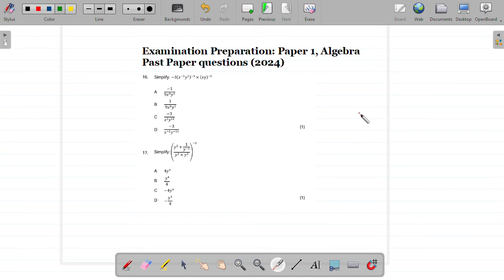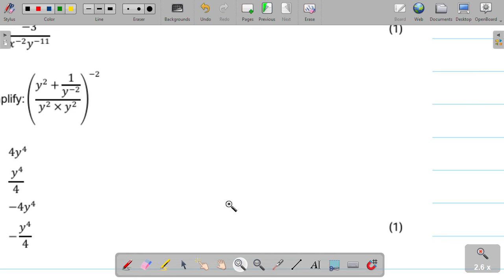Today what we're going to be looking at is examination preparation for paper 1. It's going to be from a past paper of 2024, from a GEC paper, which, if you're not from South Africa, is a paper that the nation is doing. So this is a past paper of one of those papers, and we're going to be looking at the algebra type of questions. Okay, so let's jump right into it.